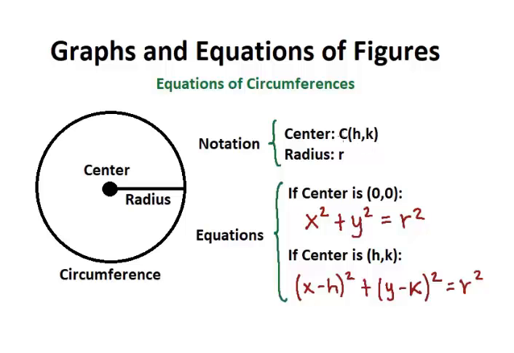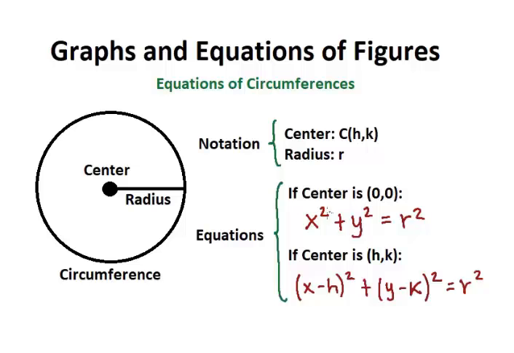The center is going to be represented normally with a capital letter C, and the x component of the center is going to be called h, and the y component of the center is going to be called k. The radius is going to be represented by the letter R. These are the two things that we need to find first from a specific graph. And by knowing these two things, we can use the following formulas to find the equation of a circumference.